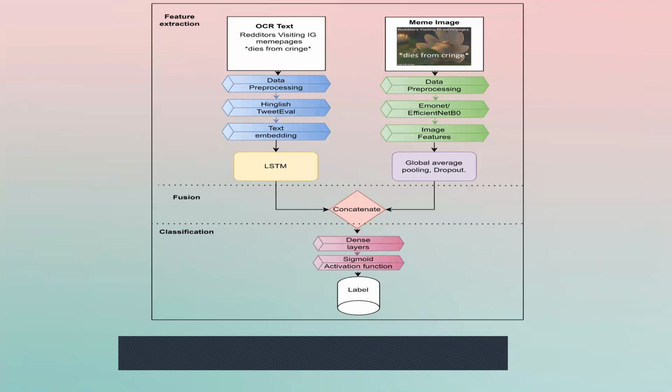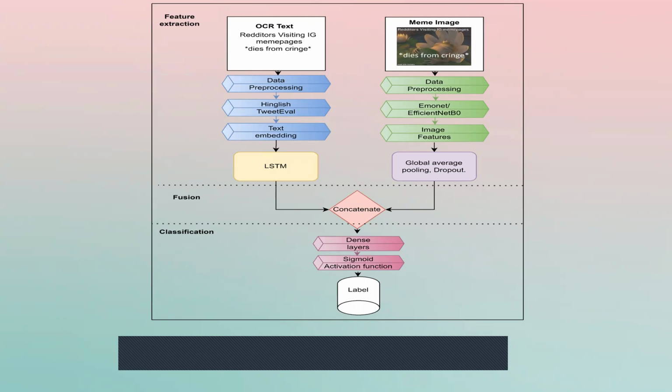In this picture, we can see an overview of the proposed methodology. At the top right, there is a meme, a Redditor visiting Instagram meme pages: "die from cringe." That image goes through data processing, and then EmoNet and EfficientNet B0. These are the two deep convolutional neural networks we are considering for this project. After the image goes through these networks, we get image features, which are followed by global average pooling and a dropout function, so that there won't be any overfitting.